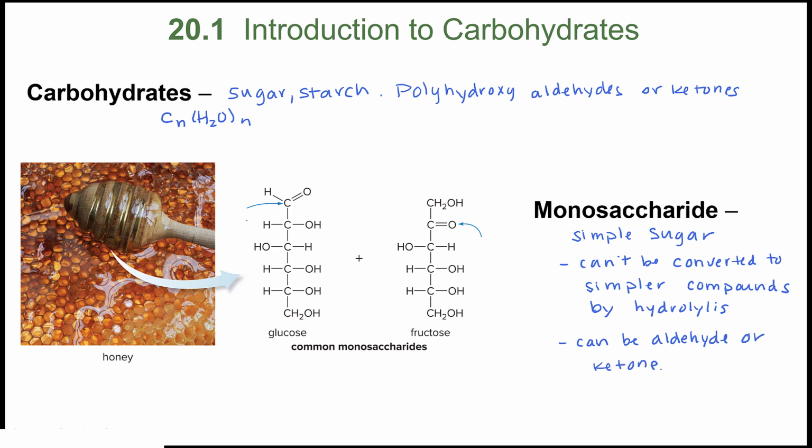In honey, there are two common monosaccharides. One of them is glucose, which you can see the structure of here. At the top of glucose, this part right here, this one is a C double bond to an H, so this is an aldehyde. And fructose is made of a C double bond O with R groups on either side. This one is a ketone. So those are two main components of honey.